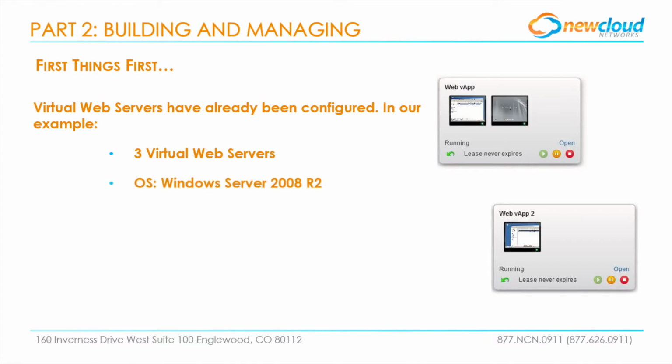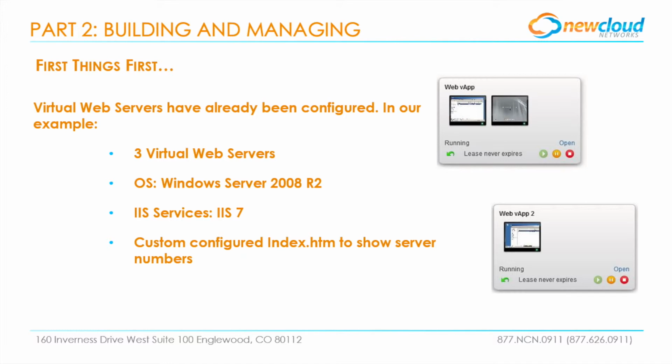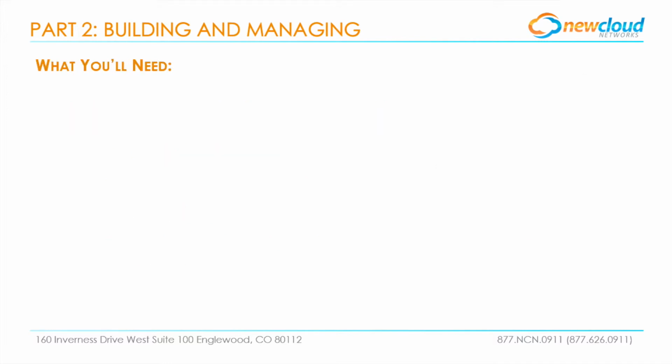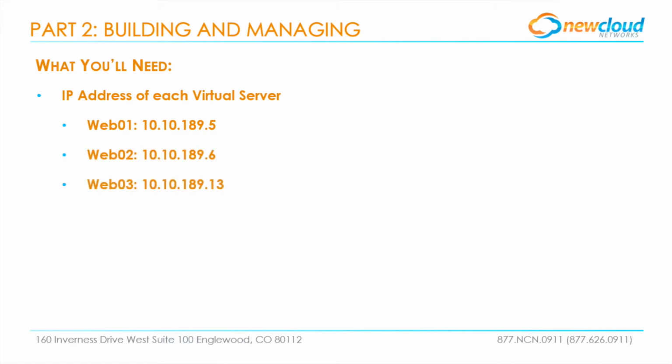Each will be running Windows Server 2008 R2, IIS 7, and custom configured index pages so that we know which server is handling which connection. To configure load balancing, you'll need the IP address of each virtual server. In our case, it will be the following for Web 01, Web 02, and Web 03.